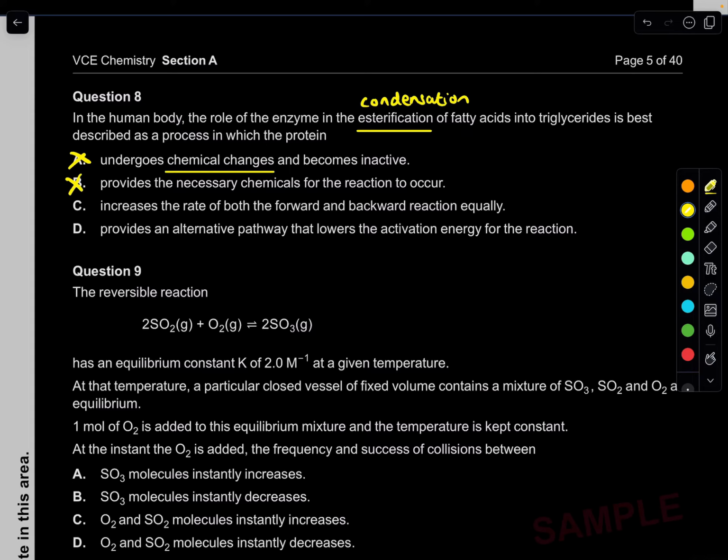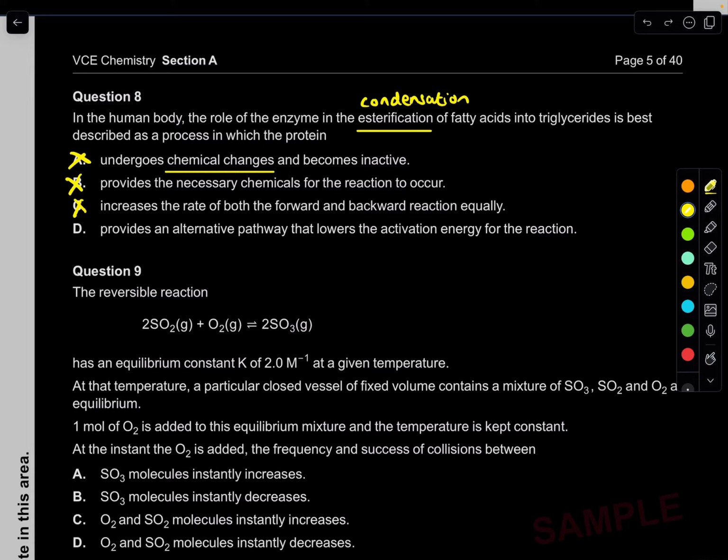Increases the rate of both forward and backwards reactions equally. Now, it's true, yes, it does increase the rate of both forward and backwards, but the wording equally really is wrong. They're not equal. The word equally creates some uncertainty in this question. It makes sense that it increases both forward and backwards rates, but equally is not true. It wouldn't increase both forward and backwards equally.